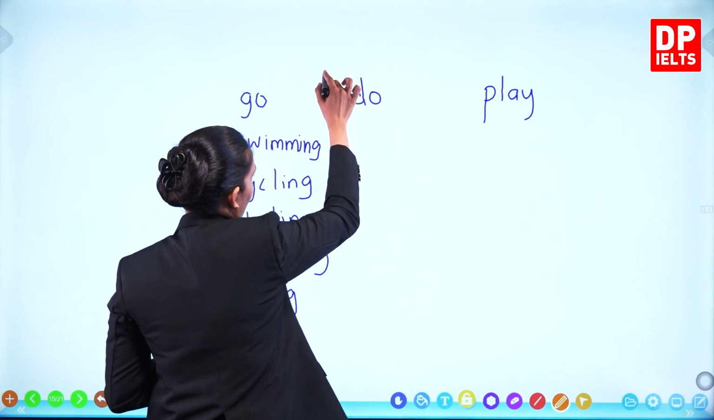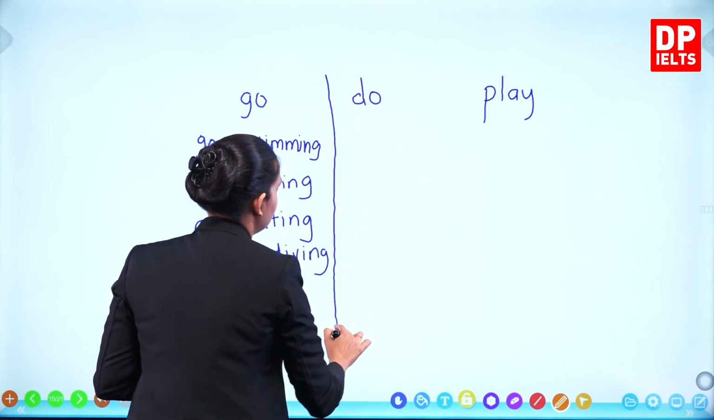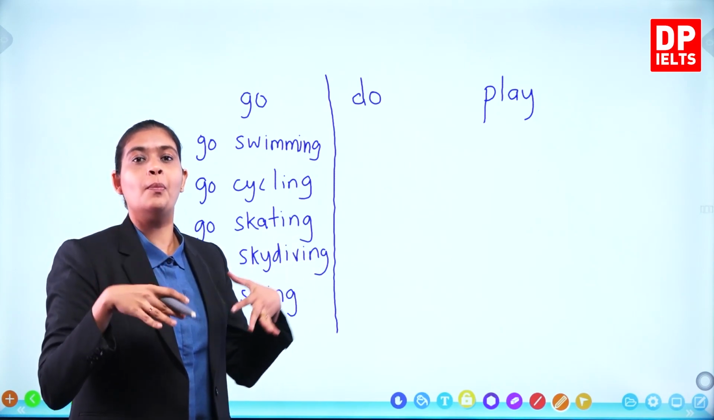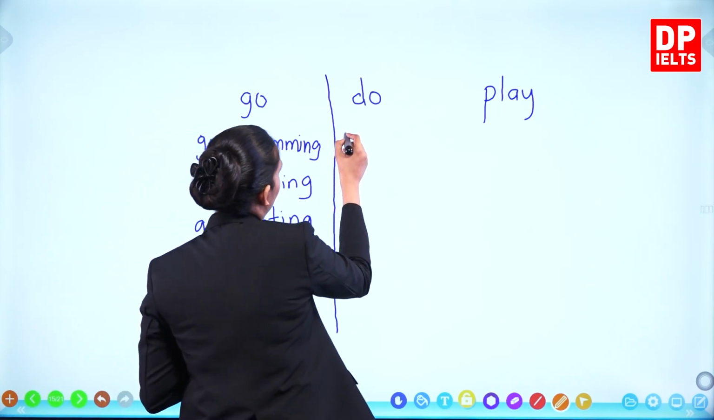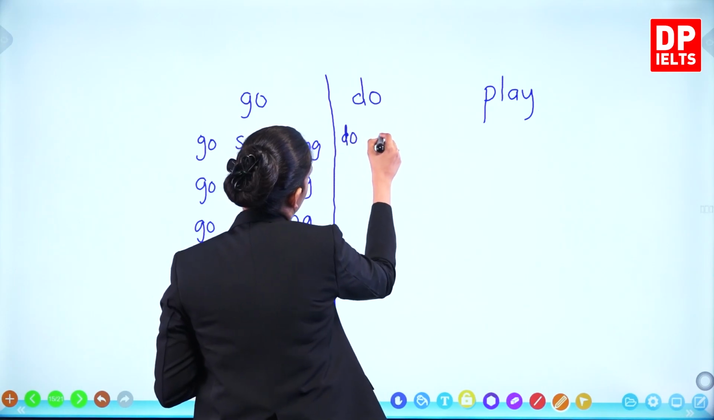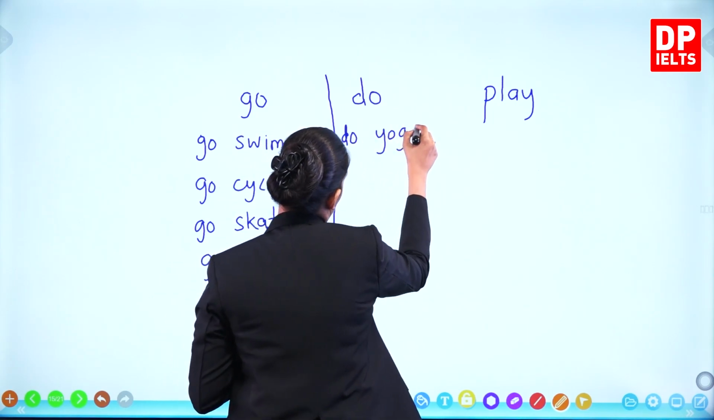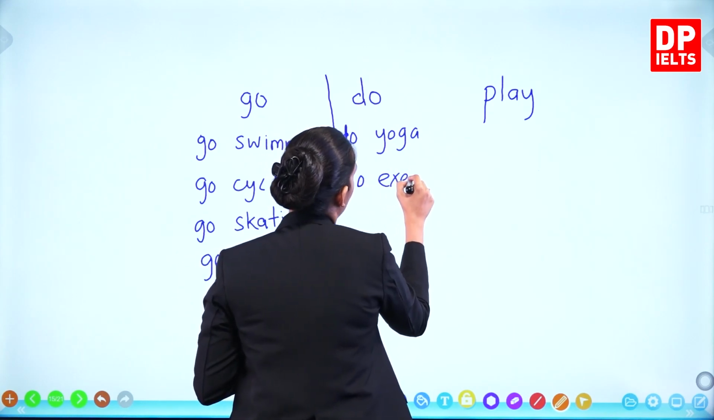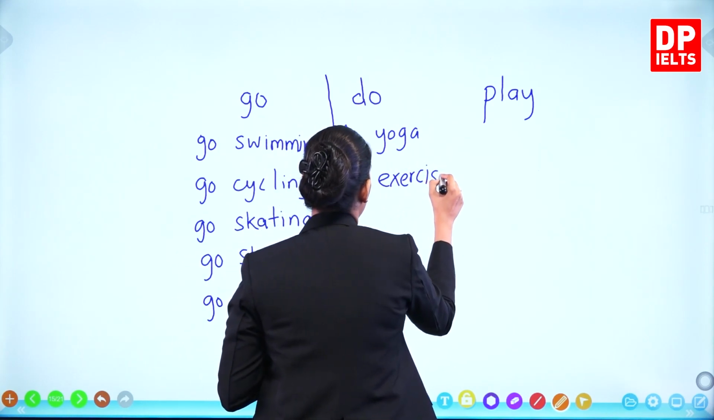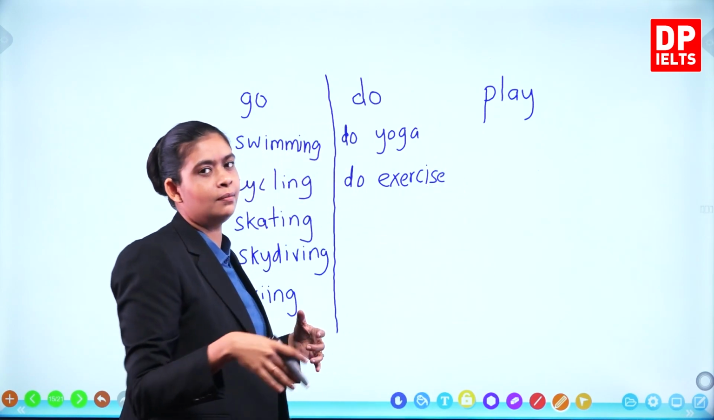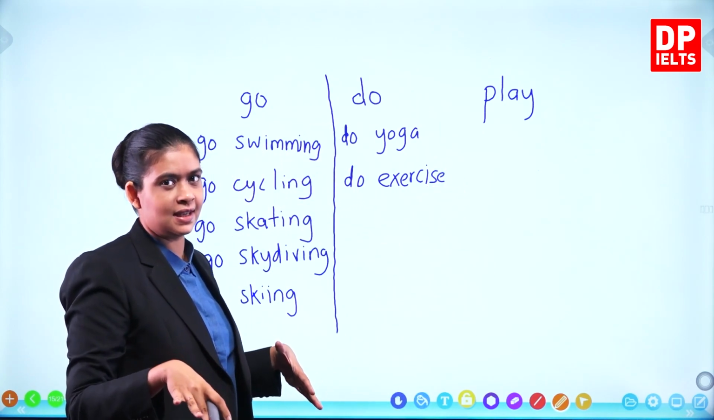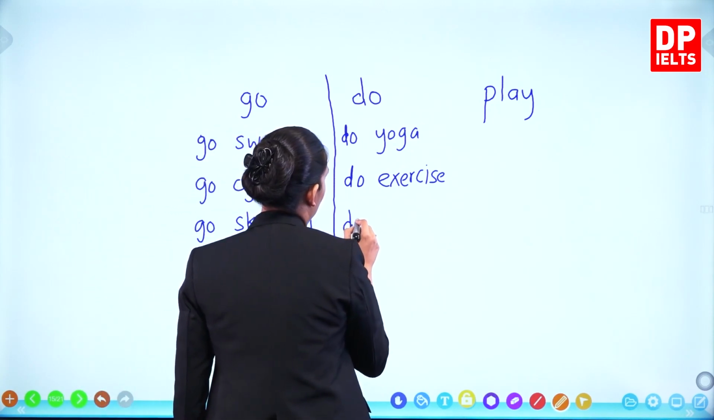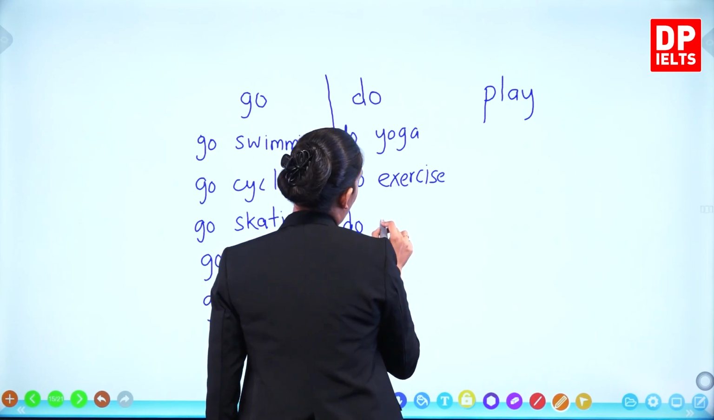Do, on the other hand, is usually things that you do alone or things that you do for your body, right? So, example, do yoga. Do exercise. Now remember, we don't say exercisers, okay? Exercises are like, you know, the maths exercises. But this exercise is just exercise, okay? Do aerobics.